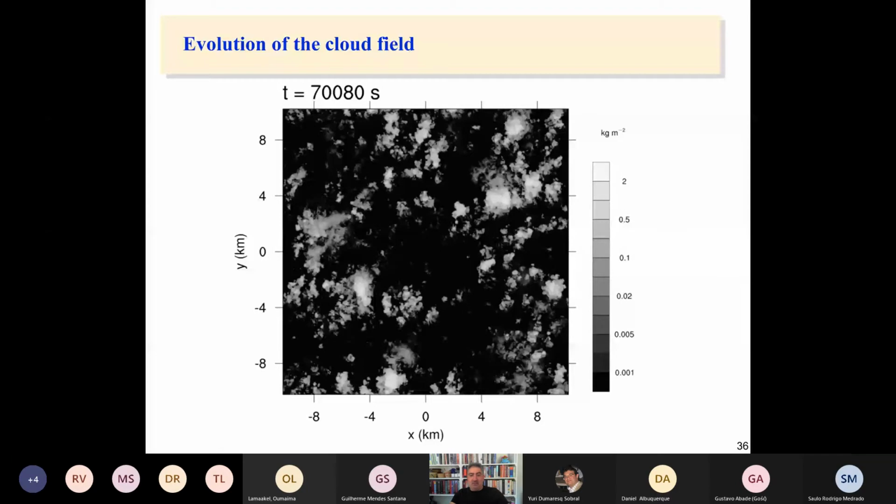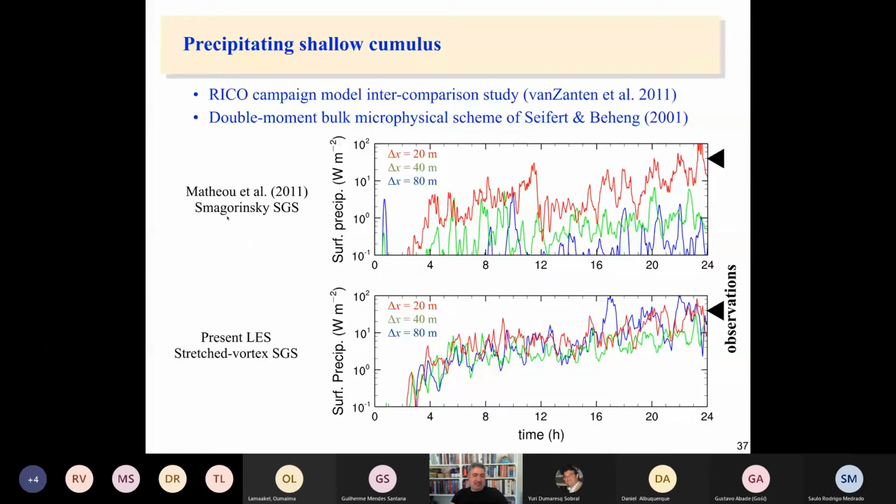These are clouds that are moving. They produce stratiform clouds at the top of the boundary layer. Initially when we ran this, we had some issues with rain. This is when we use one of the standard models in the literature, the Smagorinsky model. And now this plot is surface precipitation rate. This axis here is time from 0 to 24 hours.